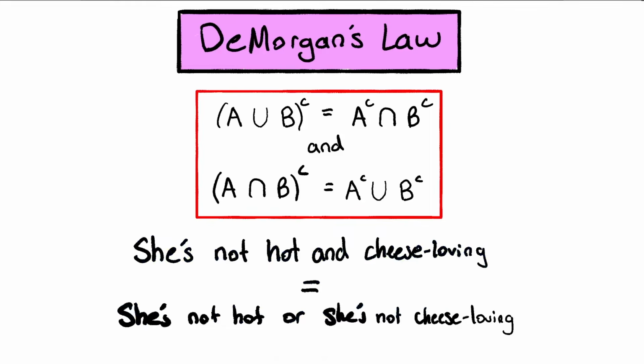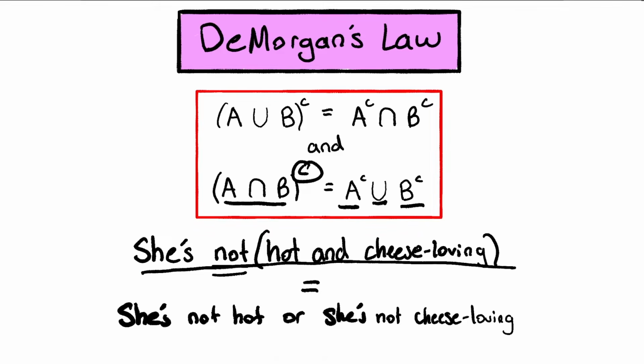Now for another example, she's not hot and cheese loving. So our thing in parentheses right here is hot and cheese loving. That's A intersect B. But we have this not right here. So that's the complement. So what's the complement of A intersect B? That's A complement or B complement. So this statement right here is logically equivalent to she's not hot or she's not cheese loving.